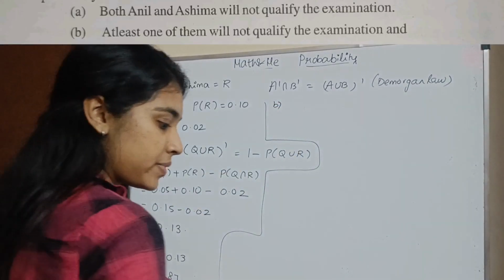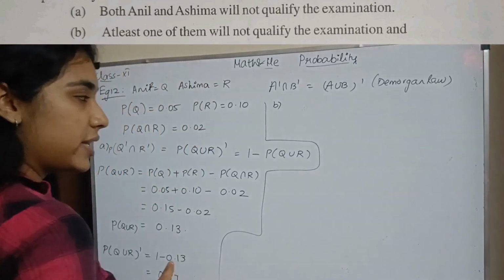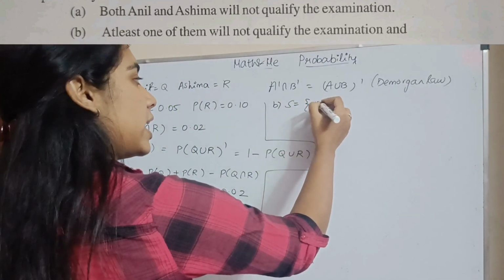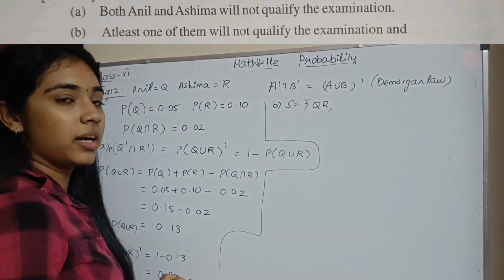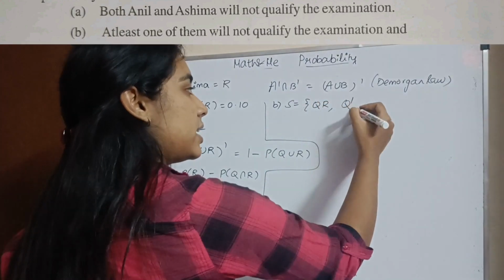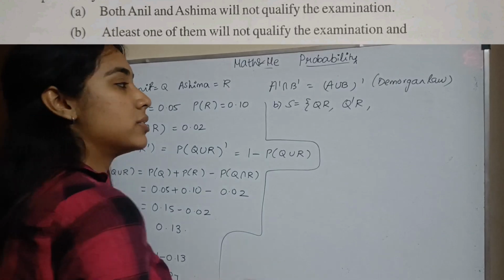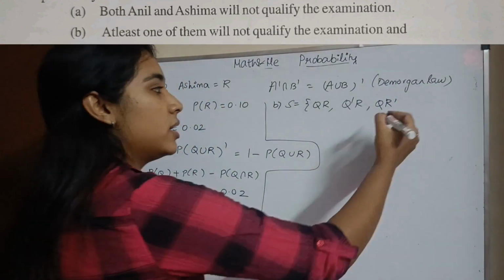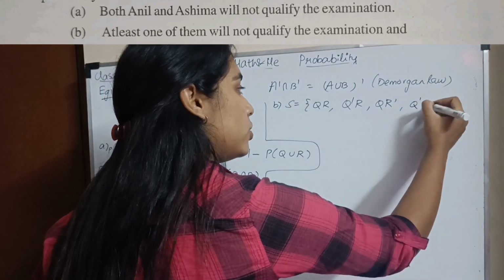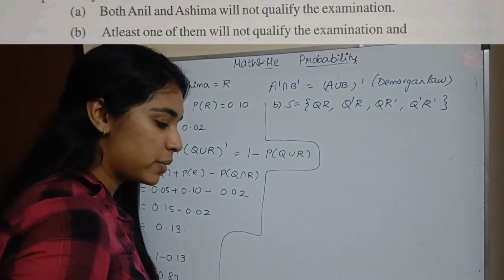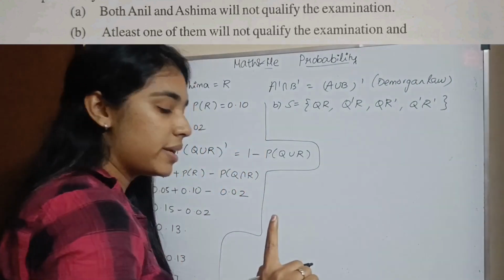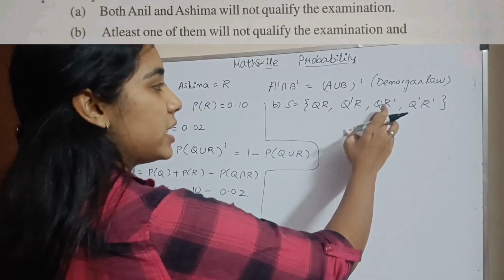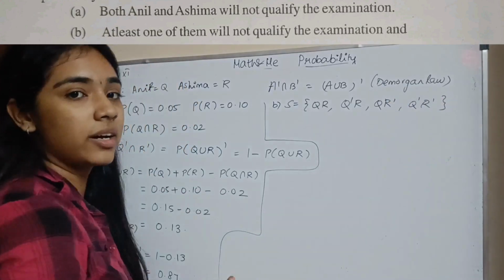Second subsection: at least one of them will not qualify the exam. Now, what will the sample space look like? Anil and Ashima both cleared; or Anil did not clear and Ashima cleared; or Anil cleared and Ashima did not clear; or Anil did not clear and Ashima also did not clear. What is my question? At least one of them will not qualify the exam. What does that mean? Either this one will not qualify, or that one will not qualify.